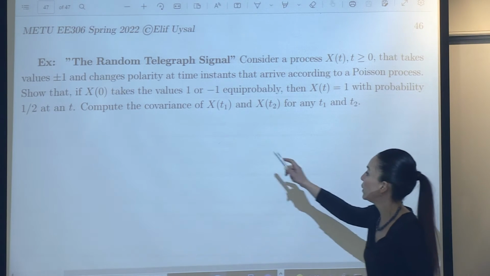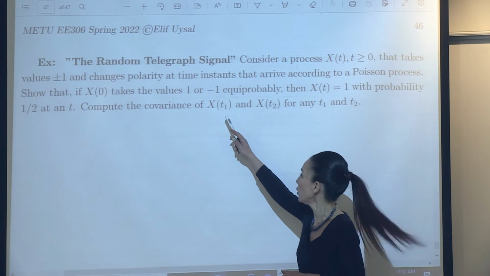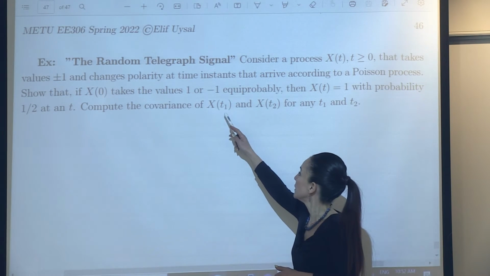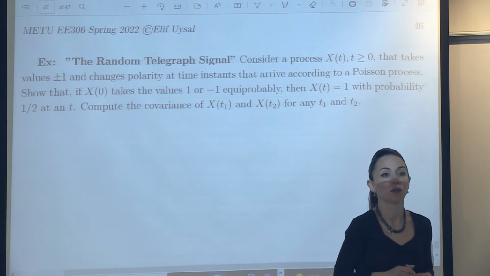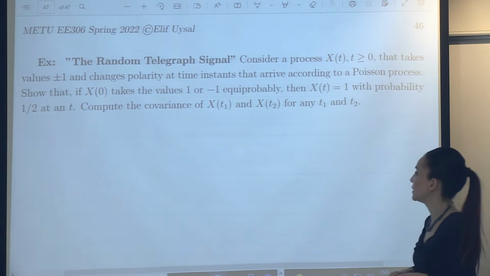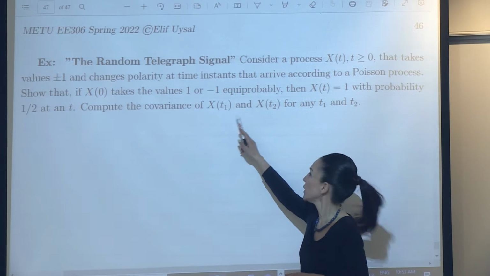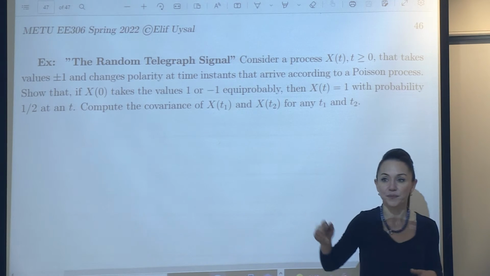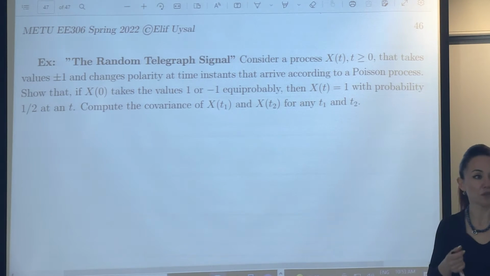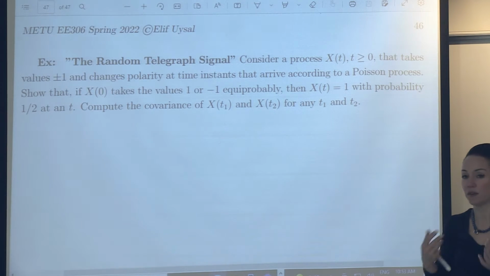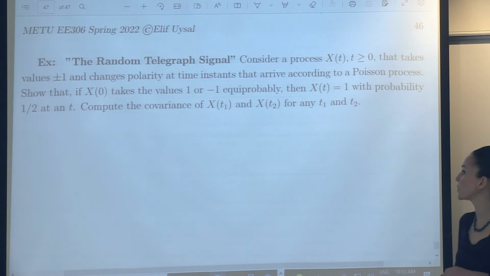More importantly, we will compute the covariance of the value of this process at T1 and T2. The value at T1 is a random variable x of T1. The value at T2 is a random variable x of T2. We'll compute the covariance of these two things. And this is going to be the autocovariance function of the process. And we will observe an interesting property, which you will talk more about in the third module of this course.